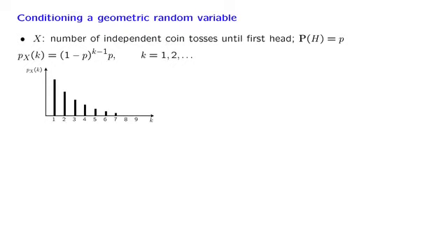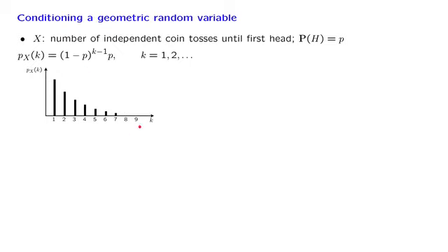We will now work with a geometric random variable and put to use our understanding of conditional PMFs and conditional expectations. Remember that a geometric random variable corresponds to the number of independent coin tosses until the first head occurs, and here p is a parameter that describes the coin. It is the probability of heads at each coin toss. We have already seen the formula for the geometric PMF and the corresponding plot.